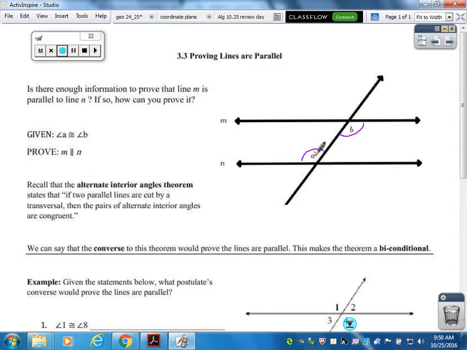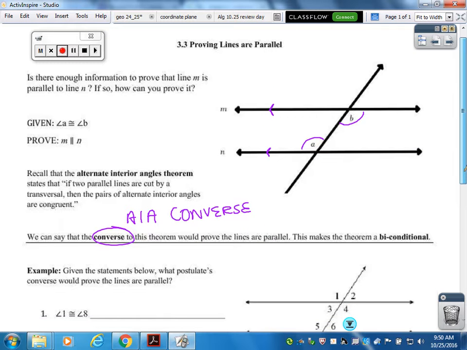Yes, these are alternate interior angles. If we're given the fact that they are congruent, then that's enough to say that the lines must also be parallel. But because we went in the reverse order, we've actually used the converse of this statement. So we really use the converse of alternate interior angles. So we use the converse to say that lines are parallel. The norm is we know these two lines are parallel, so we can say angles are congruent. But the converse is used to prove that lines are parallel.